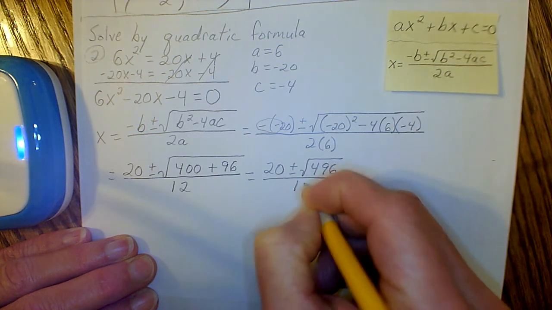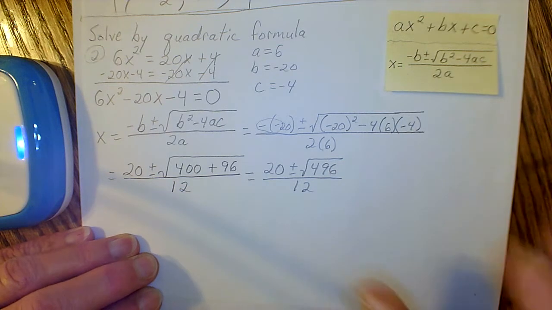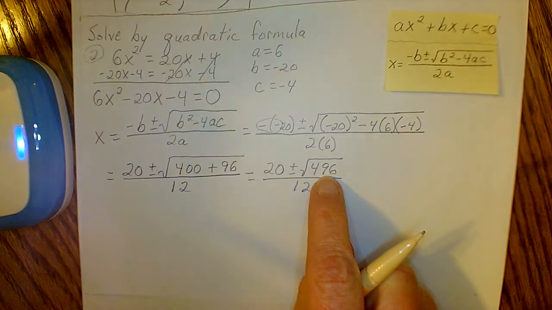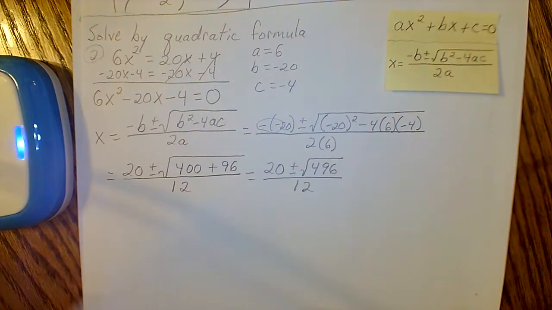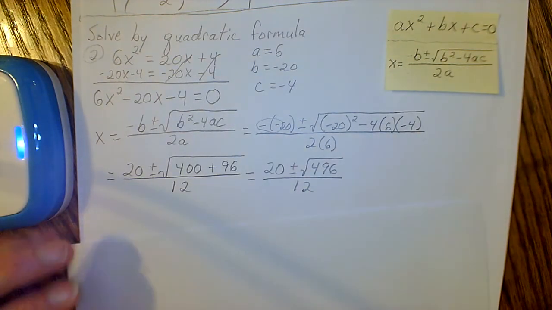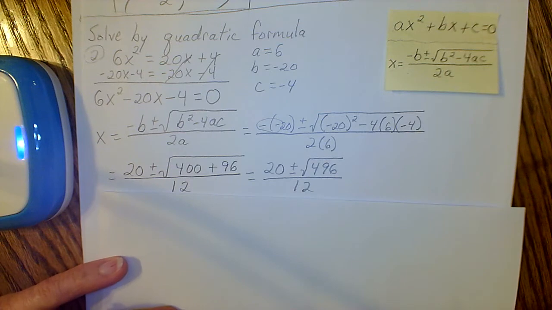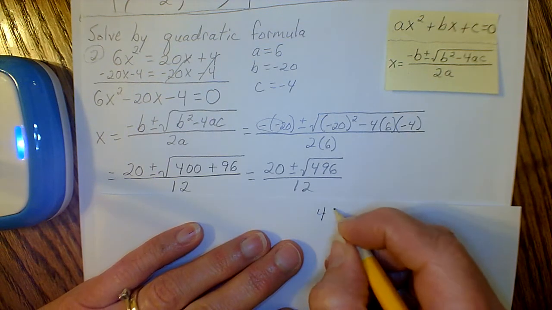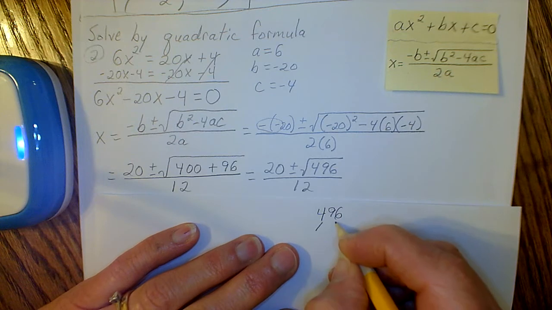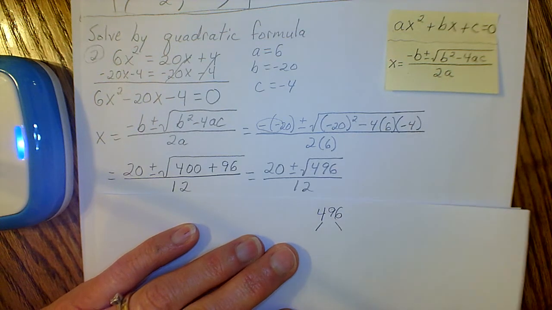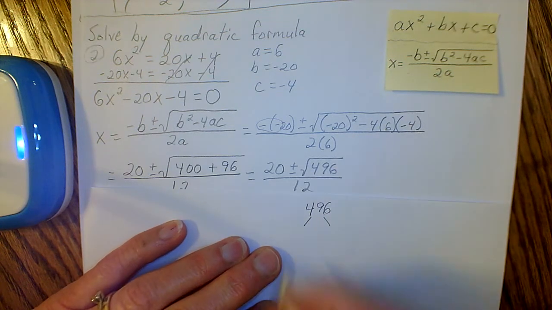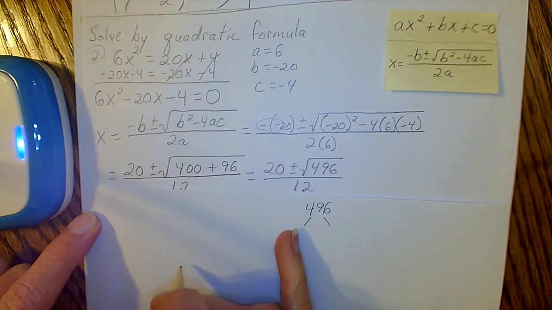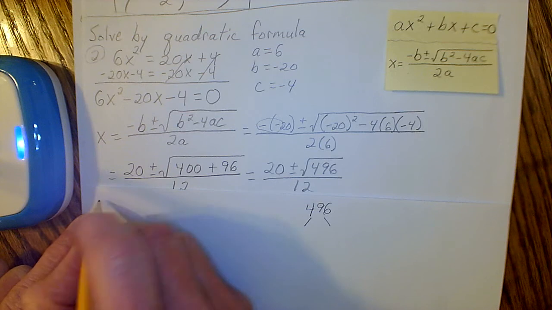496, divided by 12. At this point, we need to simplify the square root of 496. If we put that in our calculator to see if it's a perfect square, 496 is not a perfect square. And so we're going to have to simplify that. Most of you probably learned how to use factor trees, so I'll show it that way on this one. In class, I'll be showing you a method that takes a lot less space. We'll use factor trees, so we're going to try to find the prime factors that make up 496.